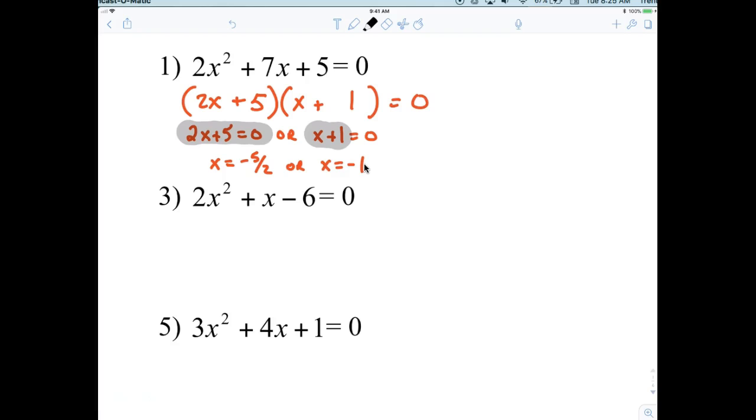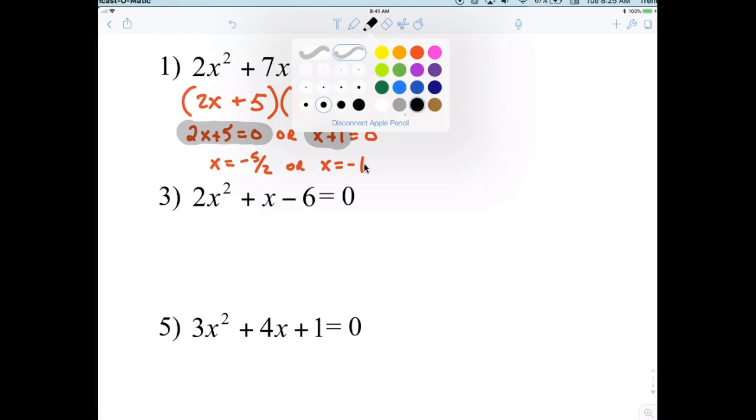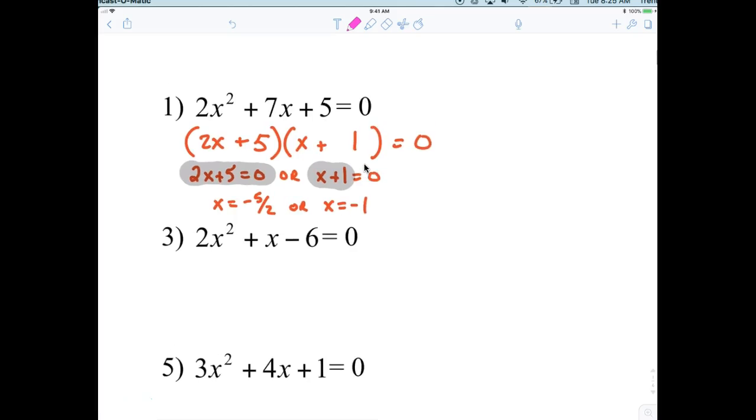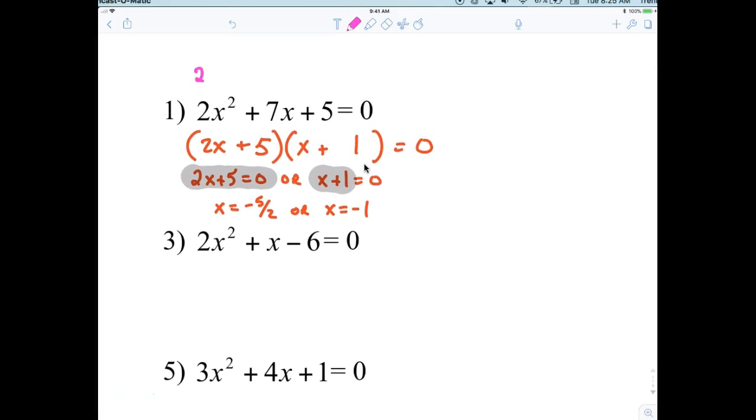Now let me answer your question in 1 second. So now, what do you suppose is going to happen if I replace the x with negative 5 halves?